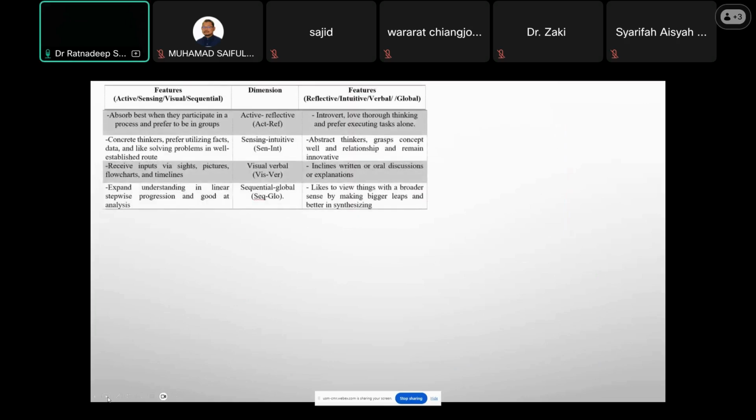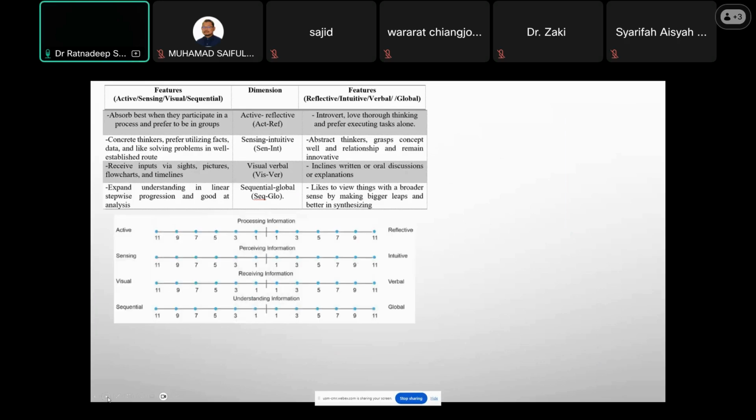Now let's talk a little bit briefly about the questionnaire. So this is the ILS, the Index of Learning Styles by Felder, and this has two opposing styles. And if you can see here, there are 4 dimensions in this table. This scale shows below how information is handled by each dimension, starting from processing, perceiving, receiving, and understanding.